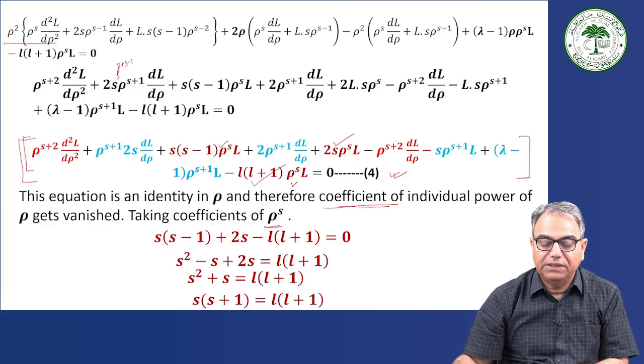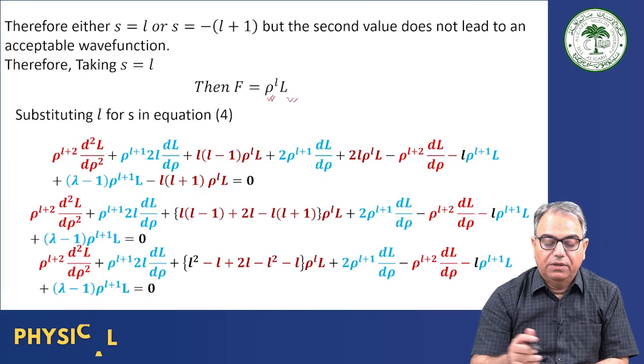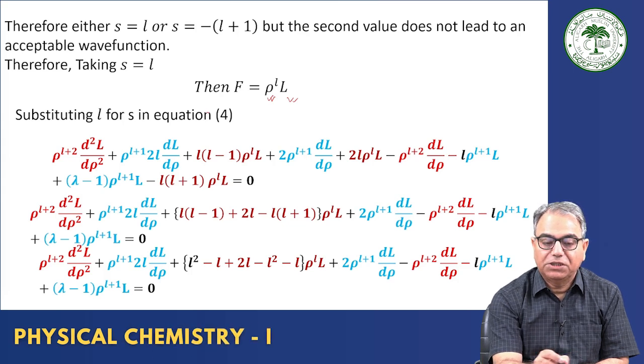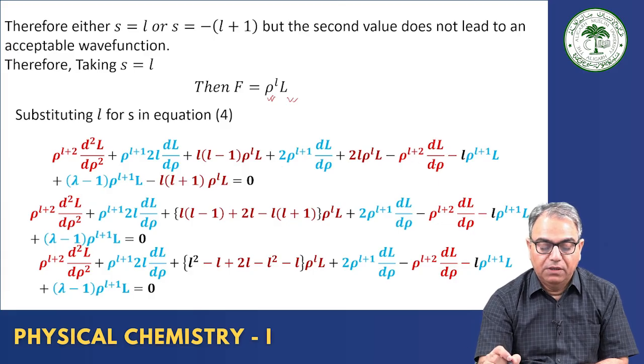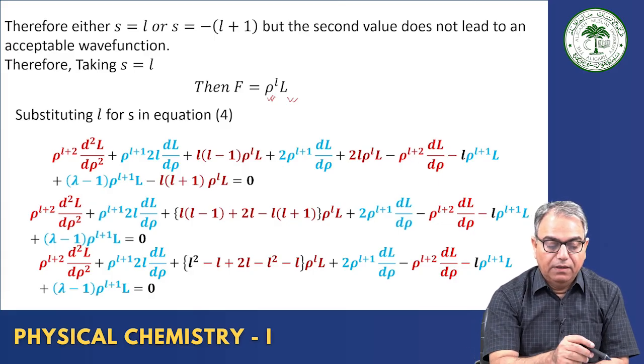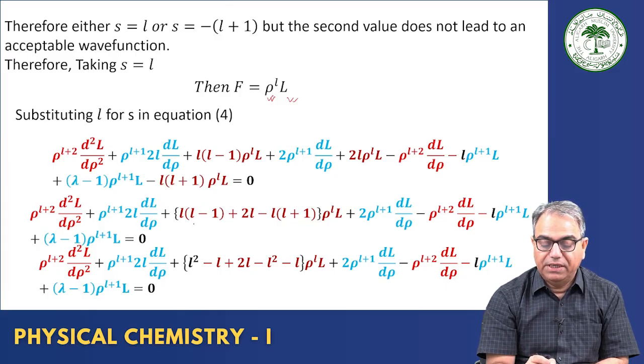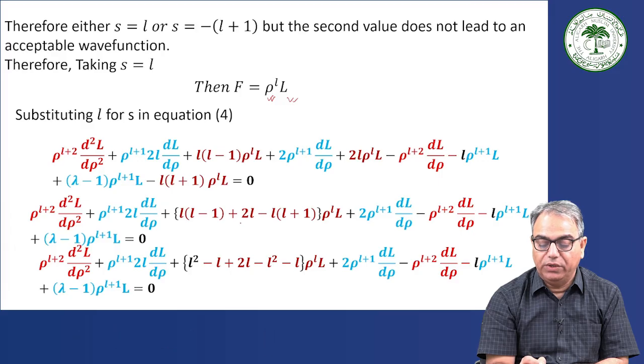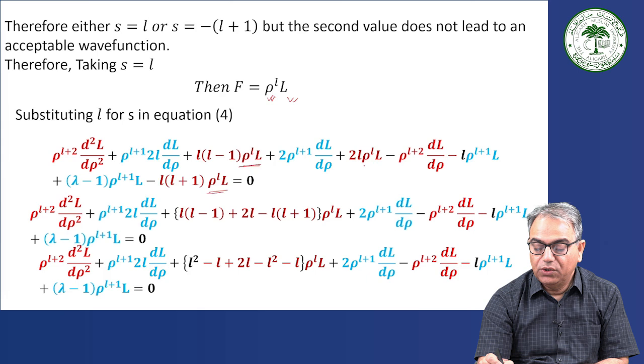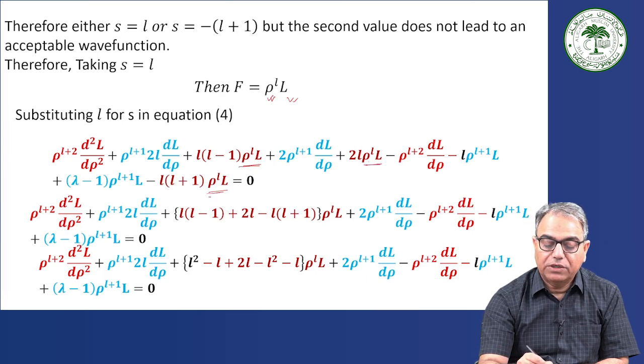So it's just replacing: in this equation, s is replaced by a small l, in equation number 4. Okay, and you get this one. Now for this equation: rho^(L+2) d²L/dρ², rho^(L+1) 2L dL/dρ, plus L(L−1) plus 2L minus L(L+1), rho^L into L. So rho^L into L is this one, rho^L into L is this one, and rho^L into L is this one. So combine these three, 1, 2 and 3, and you get this equation.